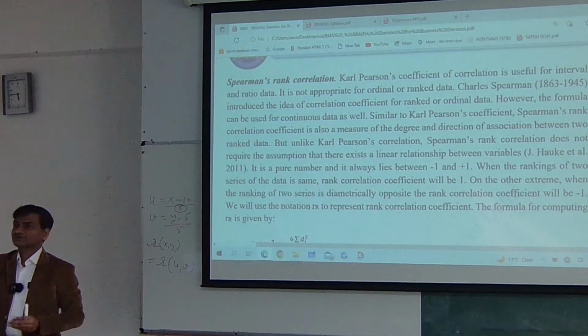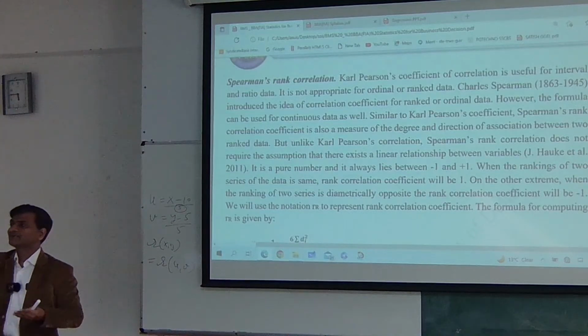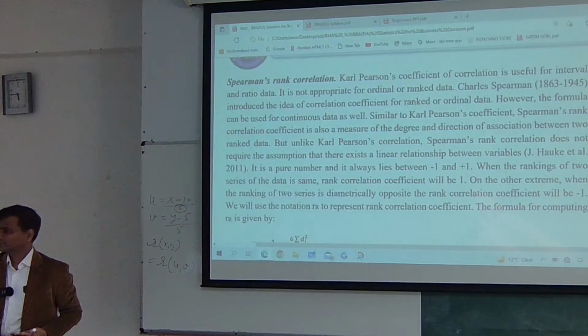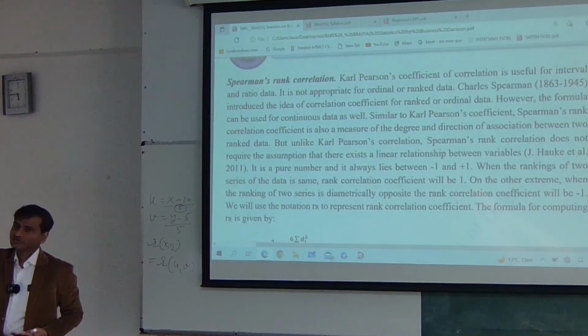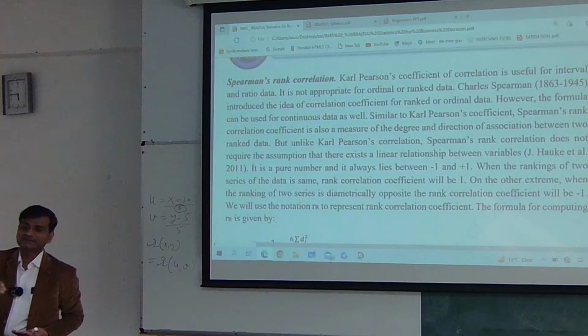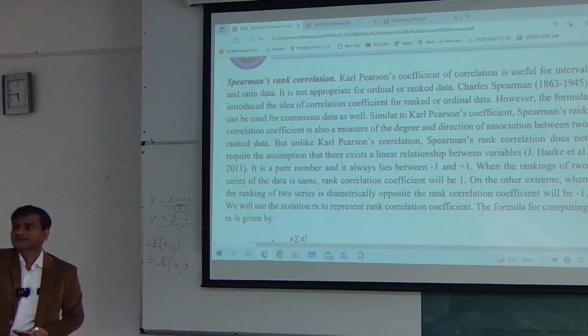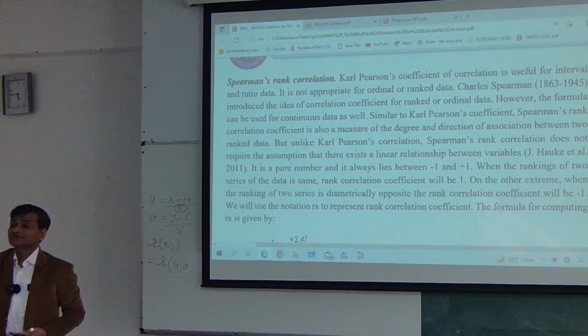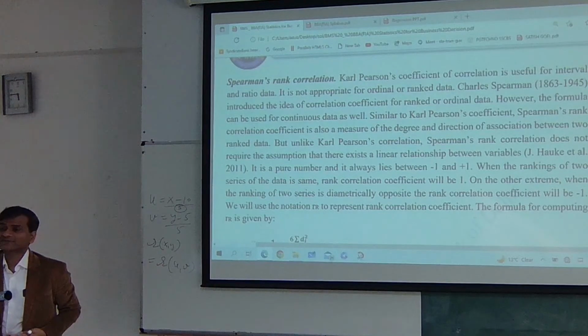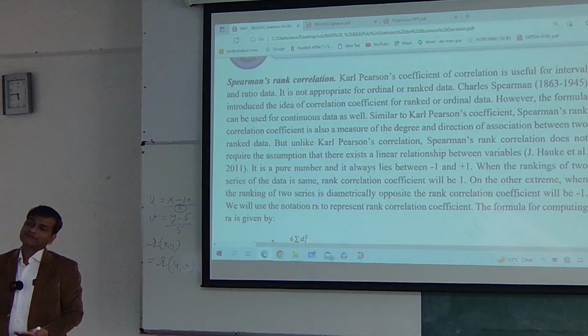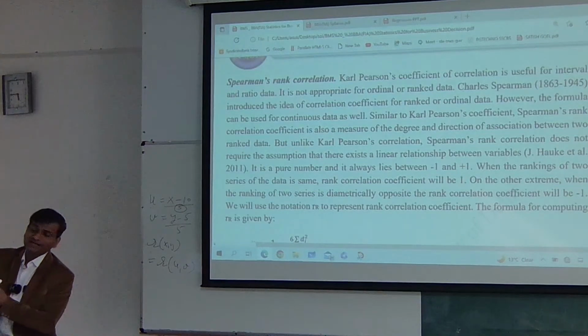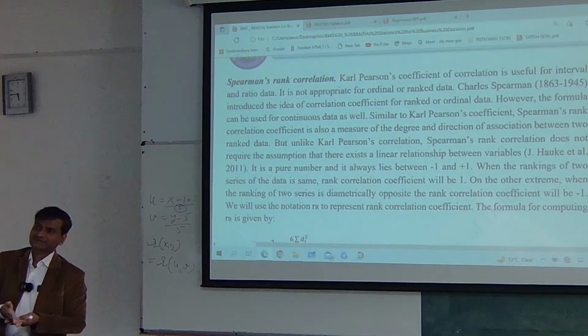Suppose you have marks in two subjects, subject A and subject B, and I don't have the original marks. Instead, I have only the rank. You get rank 1 in subject A, you get rank 2, rank 3, rank 4, and so on. So these ranks are basically ordinal data. This is not the original data. If you have original data, you have to convert it into ranks.